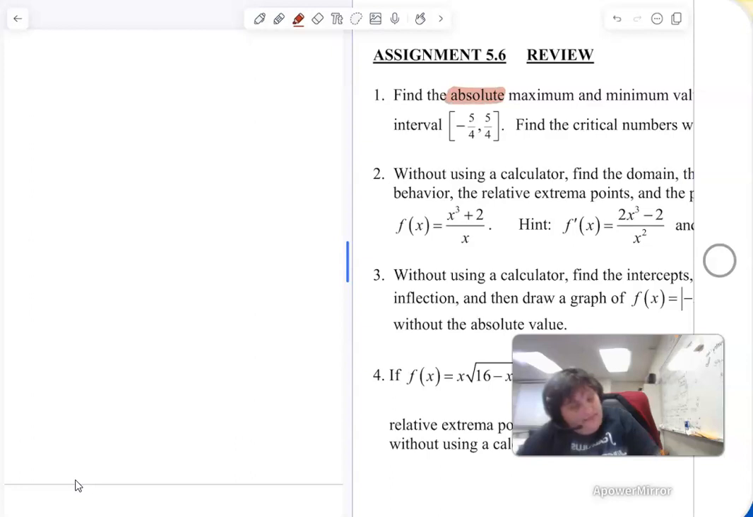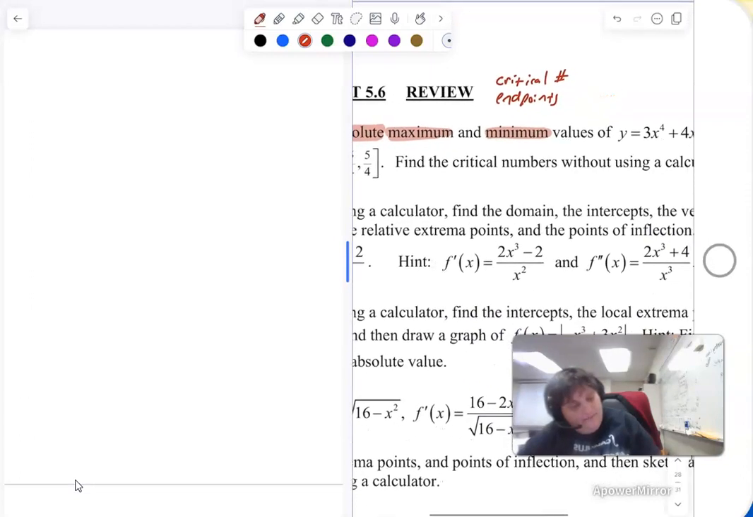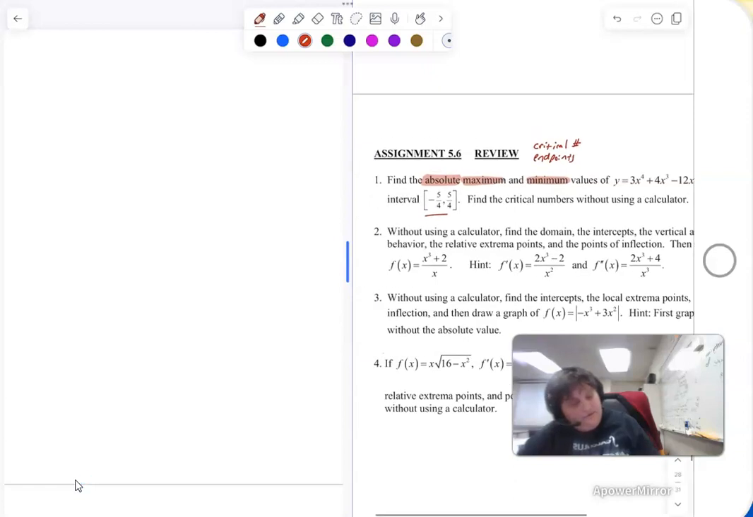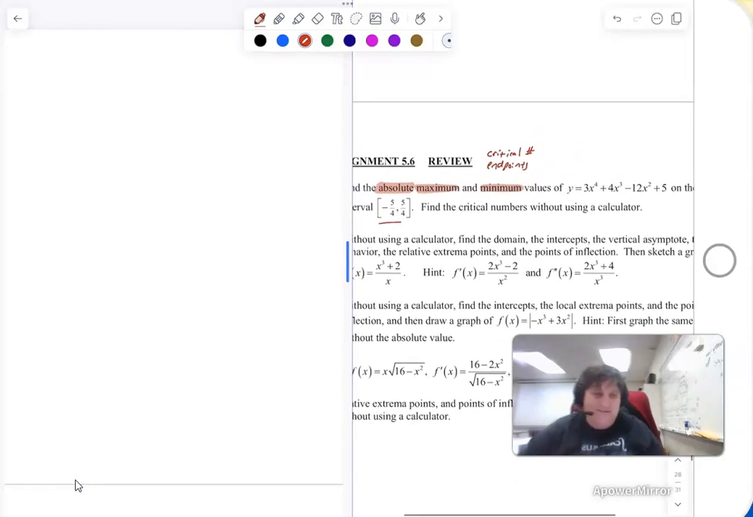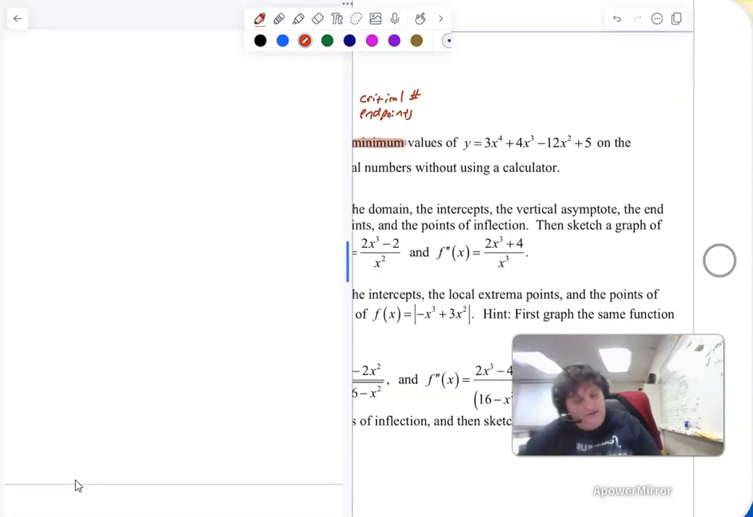When you guys see find the absolute maximum minimum, here's what I want you to remember, okay? Absolute means that we're going to test critical numbers and endpoints. Okay? Now, it gave me the endpoints. These are kind of weird endpoints, but it did give me the endpoints right there. And then it says find the critical numbers without using a calculator. I think what that means is these are so lousy to plug in that we can use a calculator to actually do the candidates test.